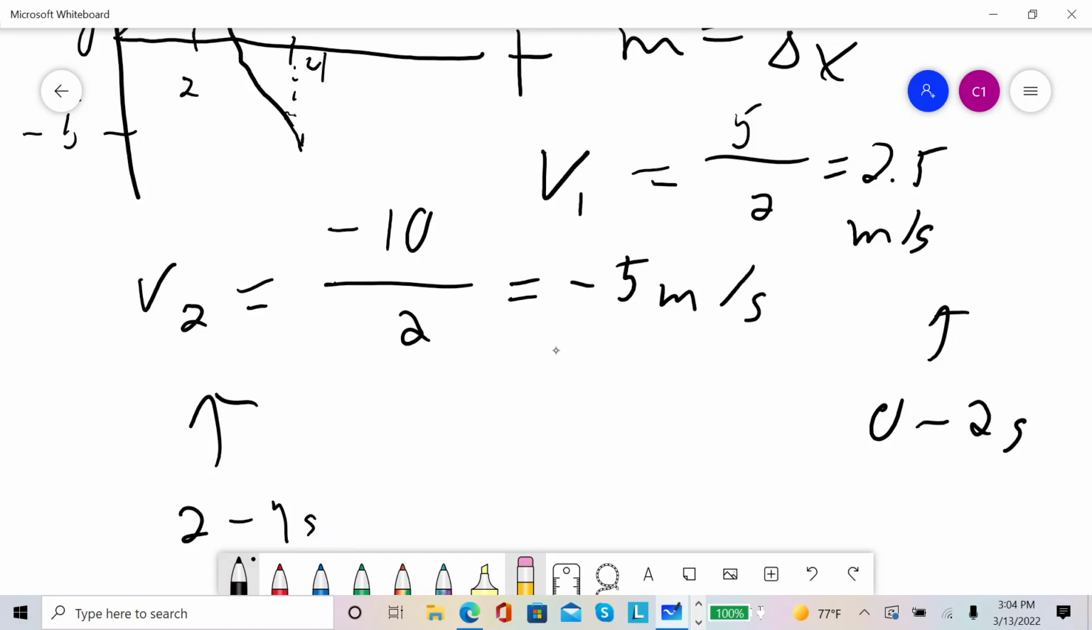Now, if you want to find speed, that'd just be the absolute value of velocity. What absolute value means is it's always positive. For example, this is how you denote absolute value. So the absolute value of -5 would equal 5. That'd be your speed.